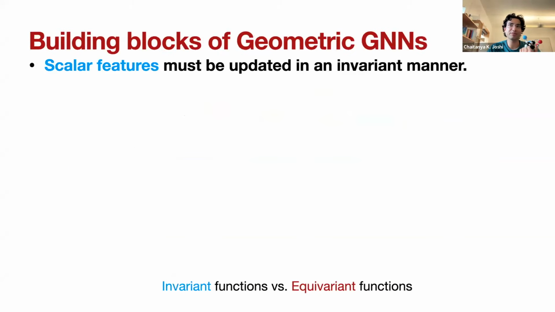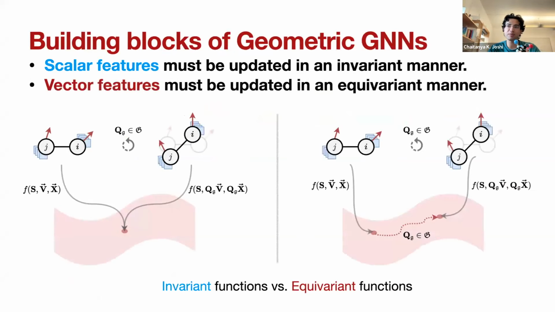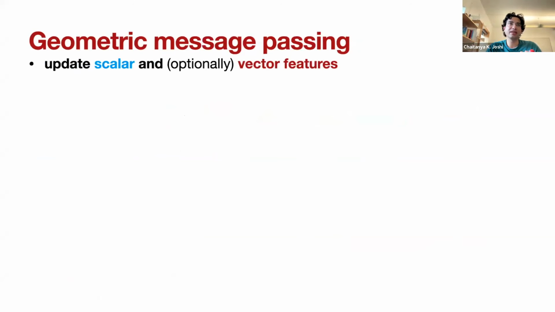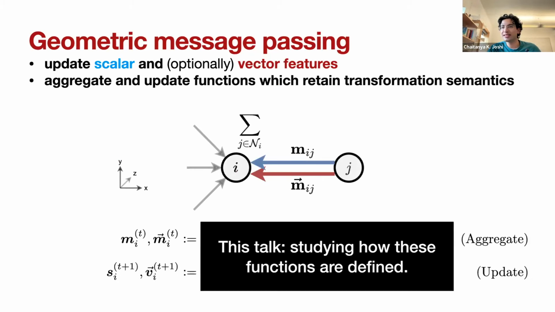So your scalar features must be updated in an invariant manner, and your vector features must be updated in an equivariant manner. So in this case, it essentially means that for these vector features, they should commute as you rotate your system. And to do so, you'd basically enforce this in your geometric version of message passing. And you would ensure that these physical transformations are respected in your geometric message passing. And this is what this talk is about: studying how these functions are actually defined.